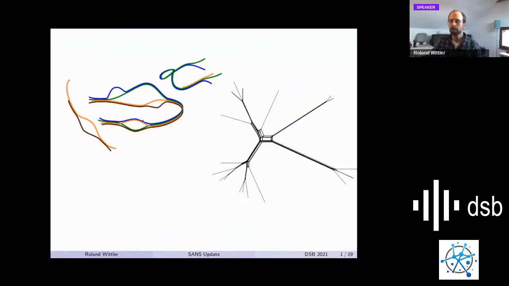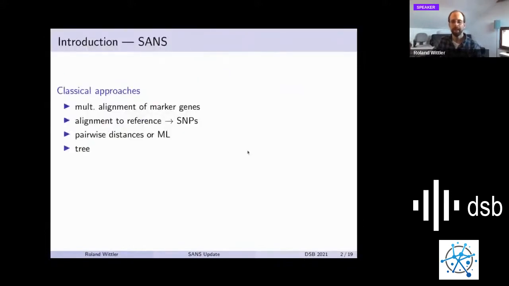In a nutshell, what is SANS doing? We take a lot of genomes as input and then extract k-mers from the genomes to infer a phylogeny for these genomes. Usually the classical approach to infer a phylogeny is that you take some marker genes and do a multiple alignment, or you align your genome to a reference to obtain SNPs. And then from this you infer pairwise distances, or you follow a maximum likelihood approach to obtain a tree, your phylogenetic tree.